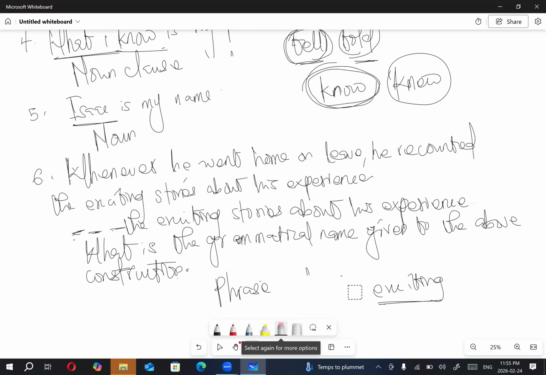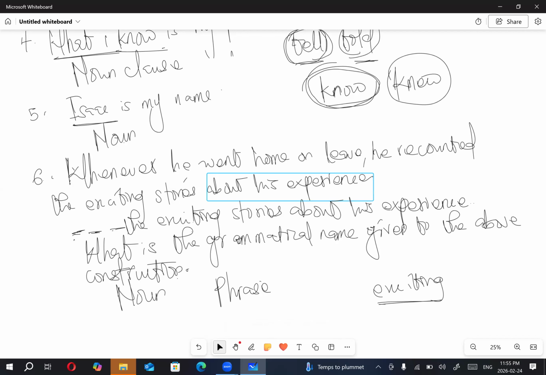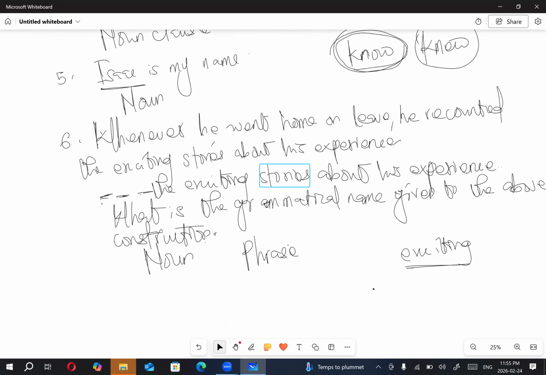So it's a phrase. Then what phrase is that? It's a noun phrase. Let's stick to that because we are talking about nouns. I think it's about time I tell you how to see that it's a noun.